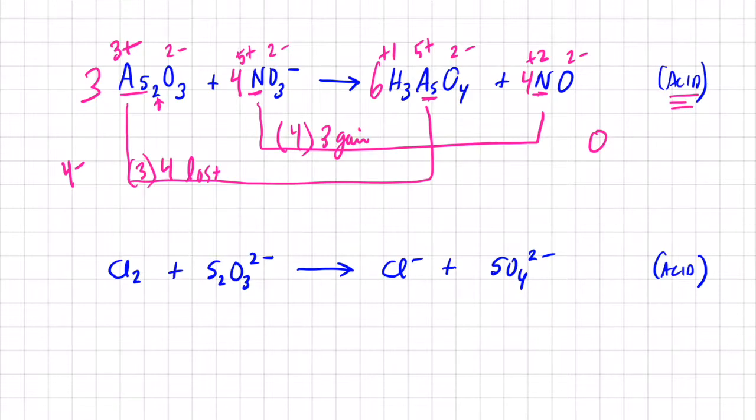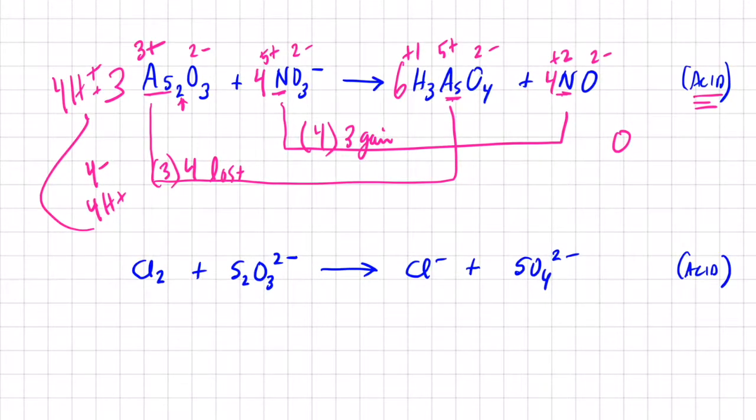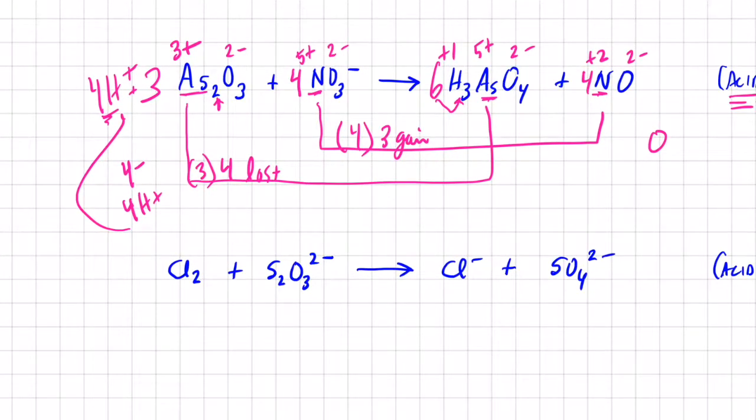This is an acid solution, so I'll add 4 H pluses to the left. So I'll put 4 H pluses as part of the equation. And then finally, we'll balance all hydrogens using water. So I have 4 hydrogens on this side. I have 18 hydrogens on this side. I need 14 more hydrogens, don't I?